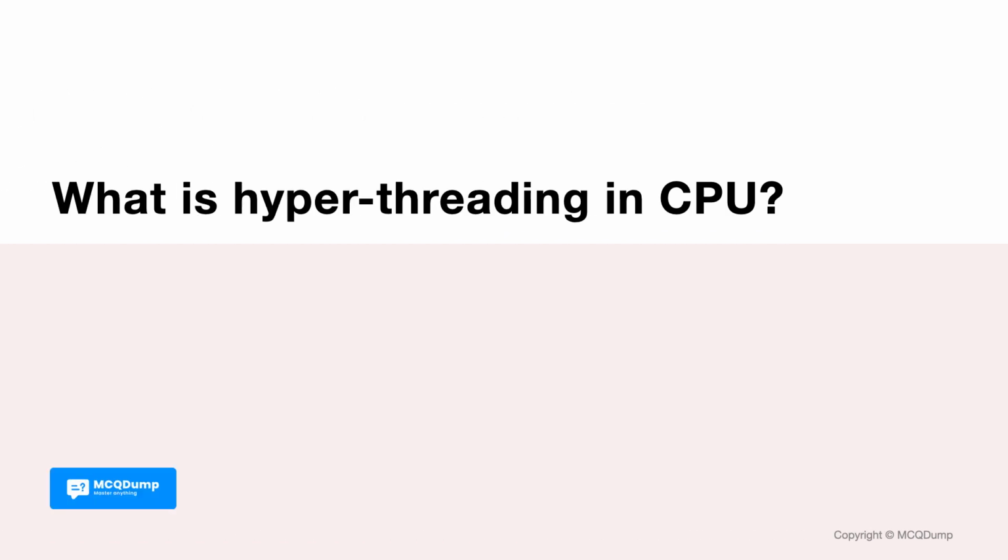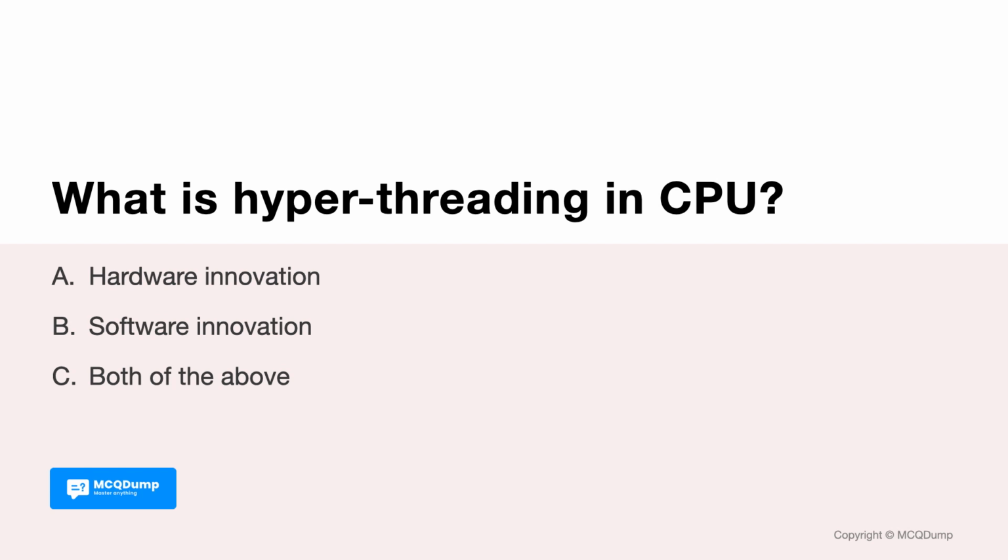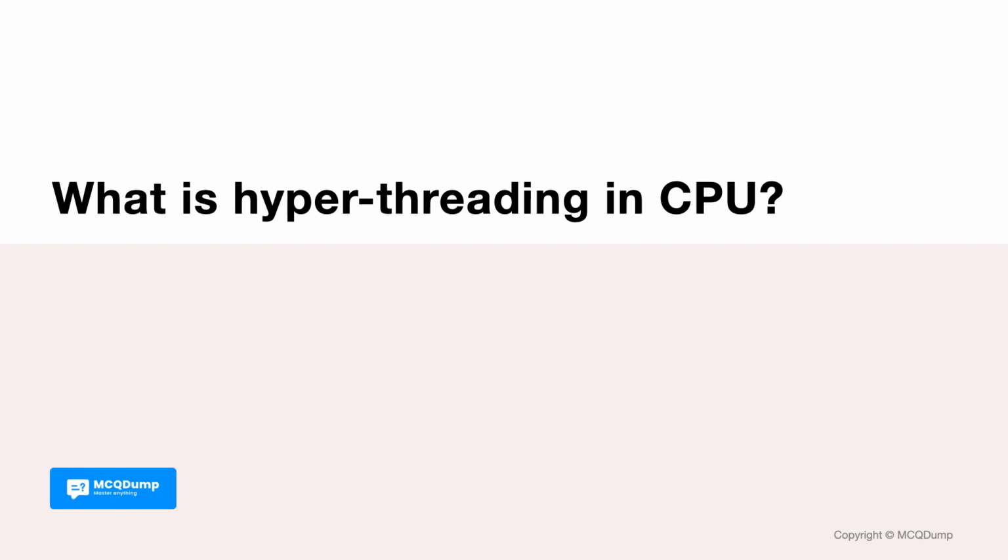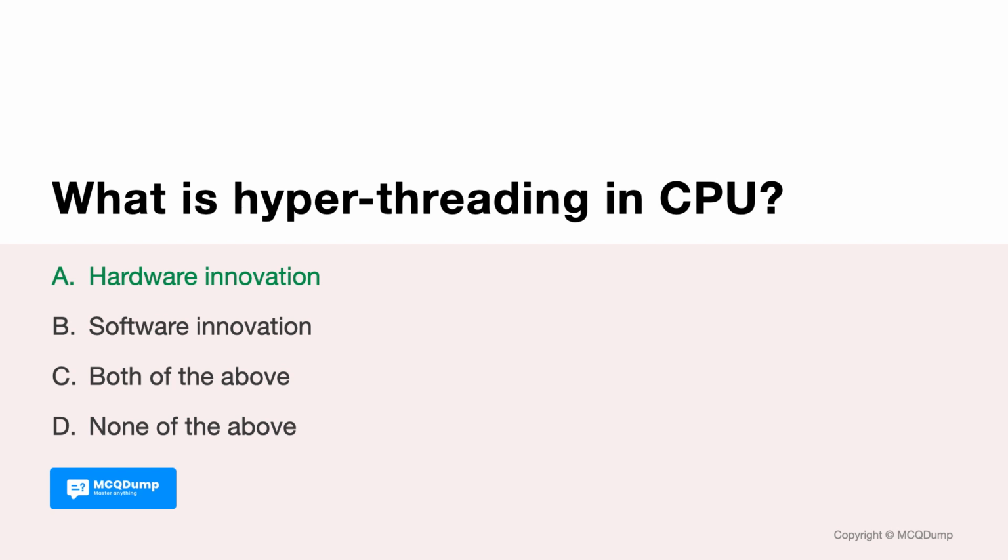What is hyperthreading in CPU? Options are A. Hardware innovation, B. Software innovation, C. Both of the above, and D. None of the above. Answer is A. Hardware innovation. Hyperthreading technology is a hardware innovation that allows more than one thread to run on each core. More threads means more work can be done in parallel. So, in addition to the physical cores, there are also these virtual cores, or threads as they are also called. They aren't actual physical cores, but they appear to be so.